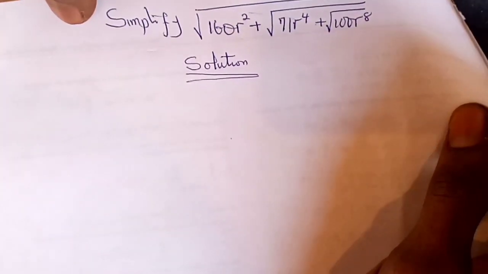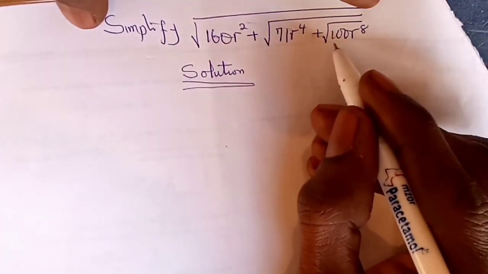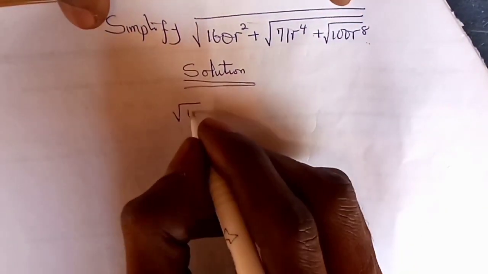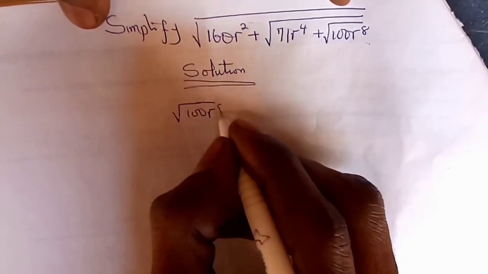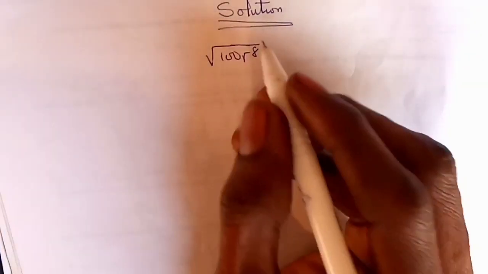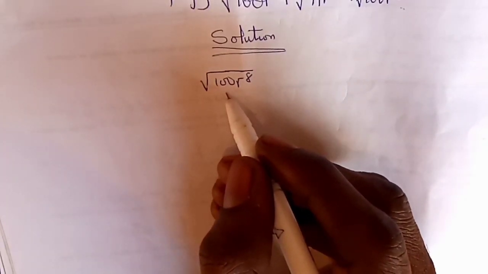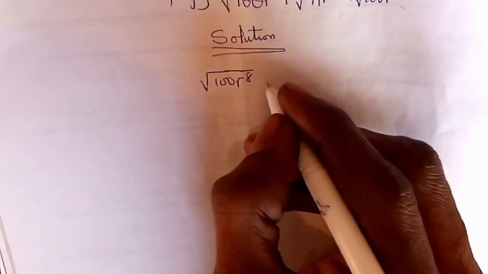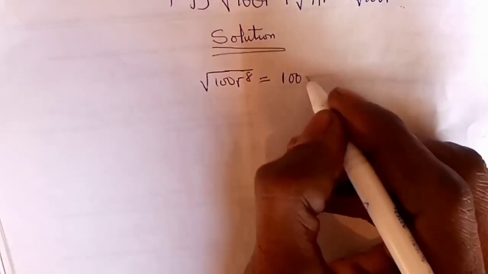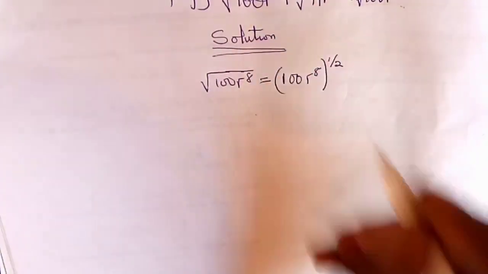Okay, the first thing to do here is to start solving from the right-hand side, which is the smallest of them all. Here we have the square root of 100r^8. We have to look for a way to simplify this square root, then we can proceed from there. Now this 100r^8 can be written in this form, which is (100r^8) to the power 1 divided by 2.